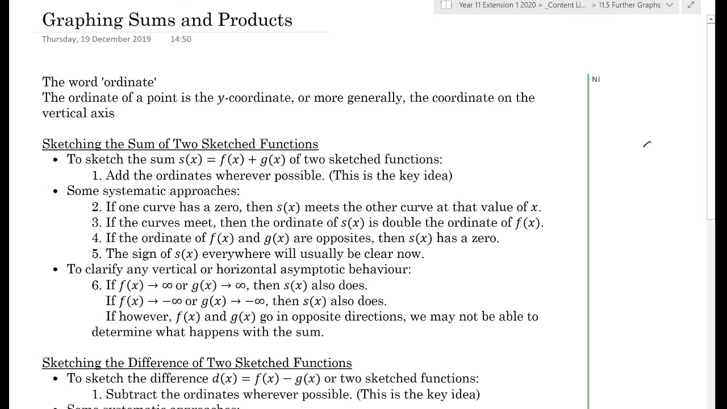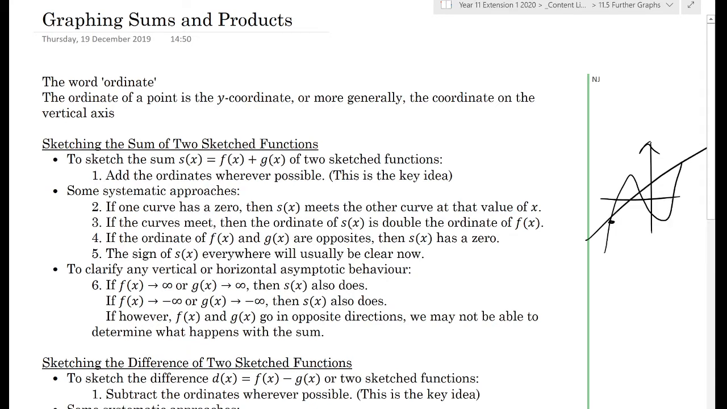So if we've got 2 curves like this, one like that and one like that, if one of the curves is at 0 like it is here, that means that when you draw your sum, it's going to be on the other function. So you're going to put a point there. Here's another one where it's 0, so we're going to put our point there.